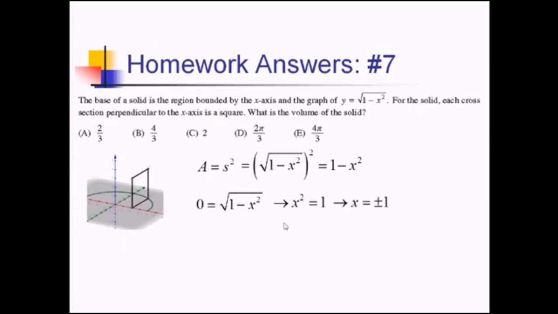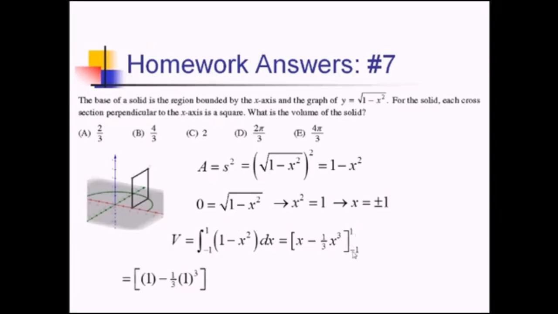So now we're going to take the volume by doing the integral from -1 to 1 of this area formula, 1 minus x squared dx. And we're just going to go step by step and integrate this. For my antiderivative, I've got x instead of 1, minus 1/3 x cubed. We're going from -1 to 1. So I have all of this with 1 plugged in, minus all this with -1 plugged in.